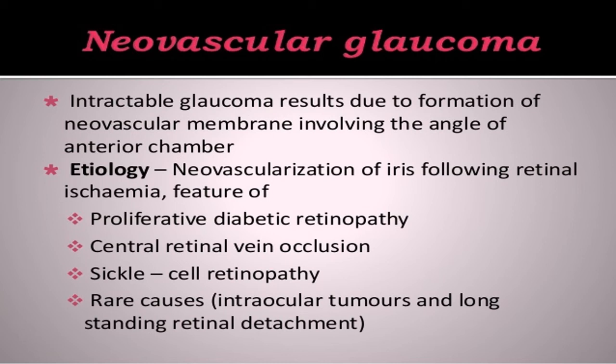So coming to the very interesting one, that is neovascular glaucoma. In neovascular glaucoma, new vessels are seen in the angle of the anterior chamber. Eventually they get converted into a membrane. There will be contraction of the membrane, and that's how there will be blockage of the trabecular meshwork.